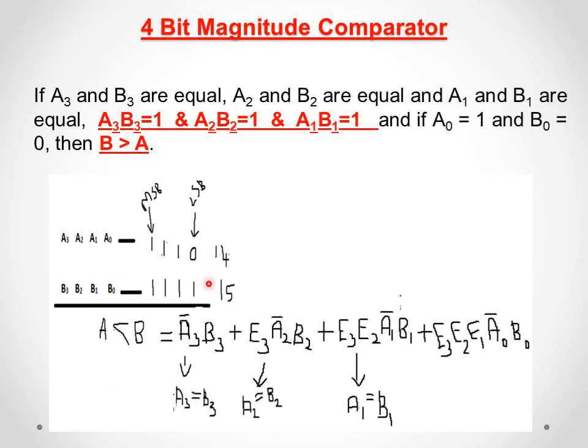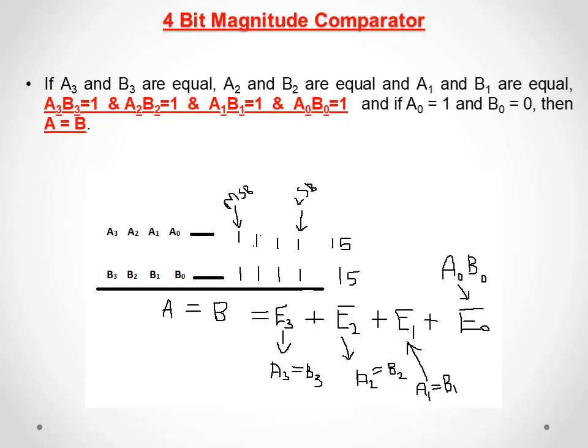Now A is less than B for the A0 B0 bit combination. When A3 is equal to B3, A2 is equal to B2 and A1 is equal to B1, under that condition we go for the A0 B0 comparison. So here A0 is low and B0 is greater, so from this we can say B is greater than A. So the expression for B greater than A is E3 E2 E1 A0 bar B0.